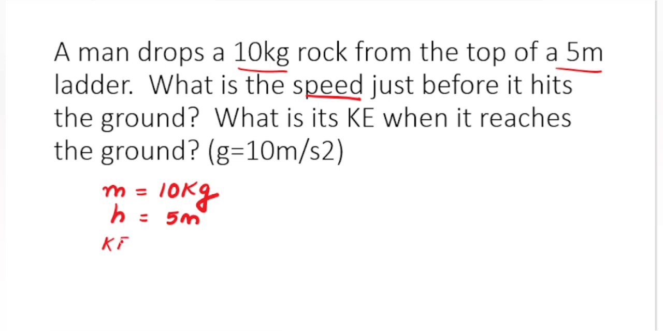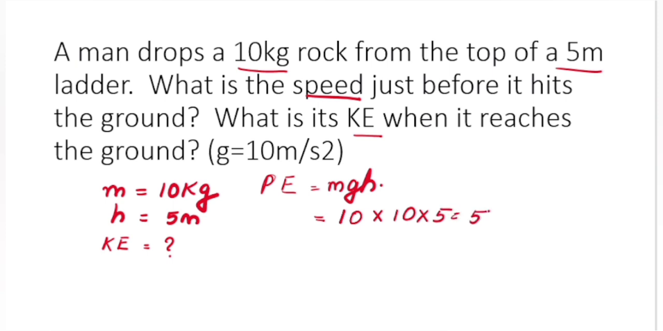Kinetic energy is equal to the potential energy, because once it starts dropping, the potential energy eventually gets converted into kinetic energy. So ultimately both will be equal. So PE, we know, is mgh. M we know is 10. G is taken as 10 and h is equal to 5 meters. So if you calculate, we get potential energy as 500 joules. So obviously that is equal to kinetic energy. So kinetic energy is also 500 joules.